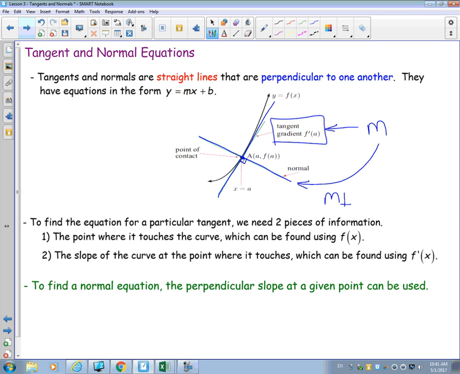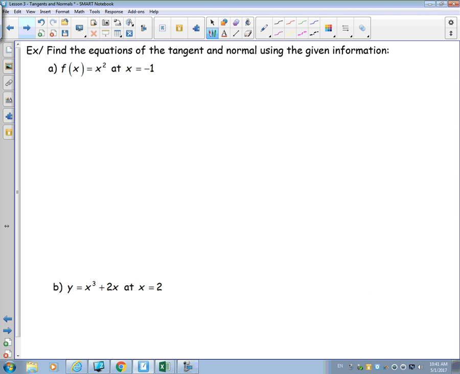Okay, that's really what we're going to do next. We're going to try one here. So find the equations of the tangent and the normal using the given information. So I've got a nice parabola, x squared. I want to find the tangent at -1. That's over here. Right. Well, to do that, I need to know what this point is.